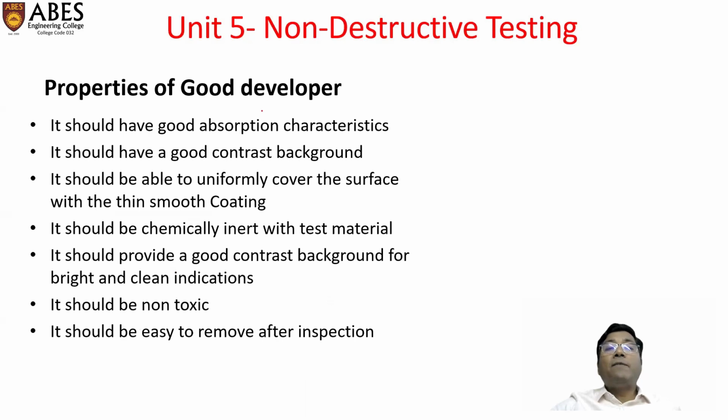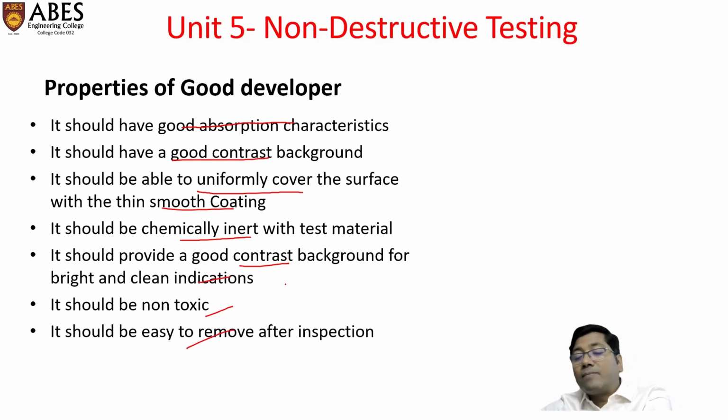The properties of a good developer: it should have good absorption characteristics, so the penetrant can be absorbed back. It should have a good contrast background. It should be able to uniformly cover the surface with a thin, smooth coating. It should be chemically inert with the test material, provide a good contrast background for bright and clean indications, and should be non-toxic and easy to remove after inspection.